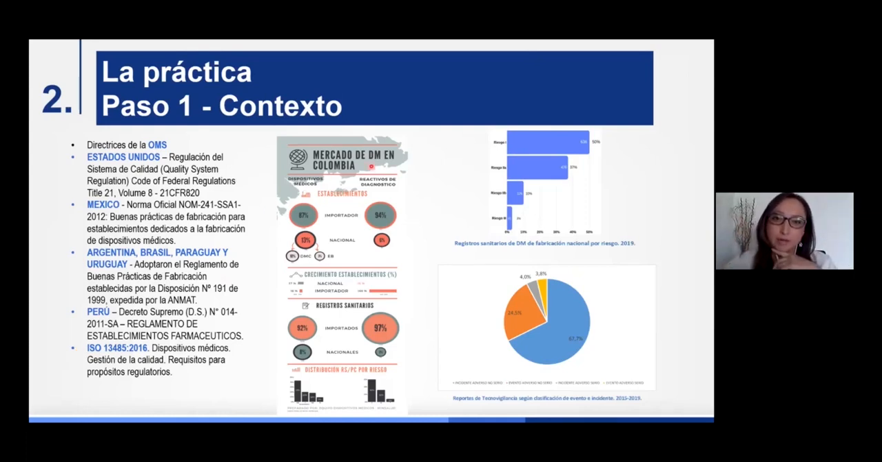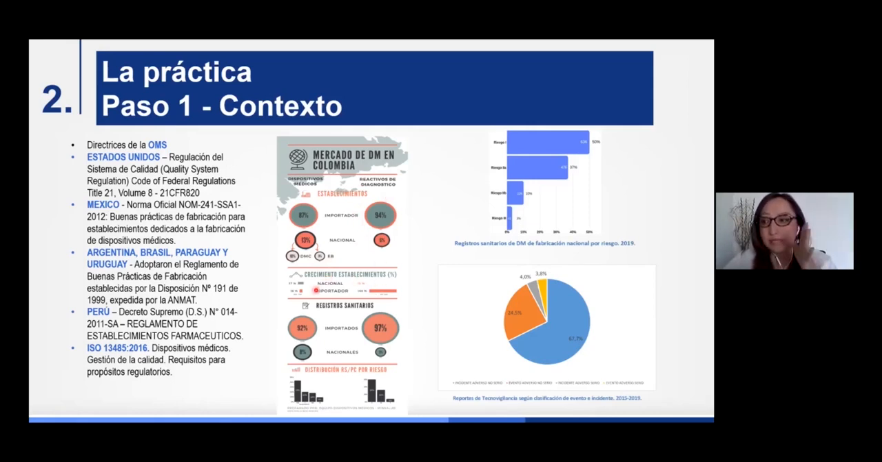Likewise, we have to analyze the market for medical devices in Colombia. So what are the places that sell, which ones are national, which ones are imported. We have 87% of them being from importers and 13% working with national products.